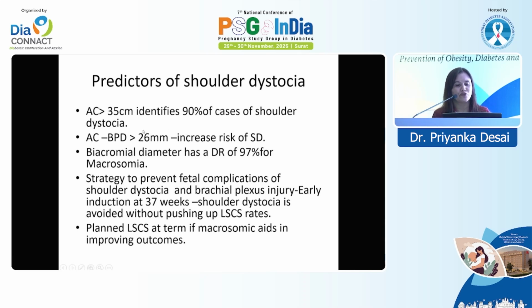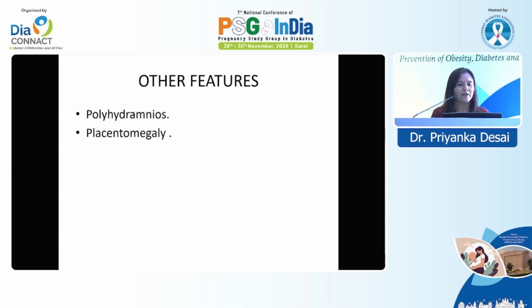of shoulder dystocia. We can also do abdominal circumference minus BPD. If it is more than 26 millimeters, it also increases the risk of shoulder dystocia. So what are the other features that we see? Increase in liquor and placentomegaly.